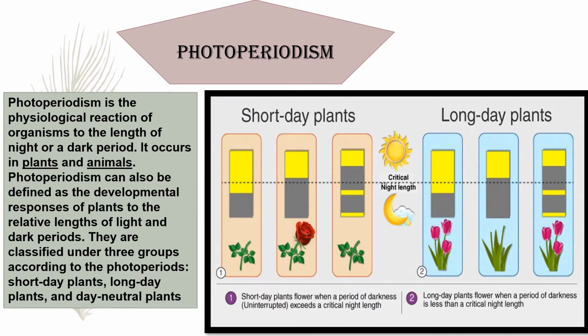Now see the diagram. Here it has been clearly shown short day plants and long day plants photoperiodism. The critical night length has been marked by a dotted line, and short day plants flower when a period of darkness exceeds a critical night length, and long day plants flower when a period of darkness is less than a critical night length. So I hope you have understood the difference between these two, short day plants and long day plants.